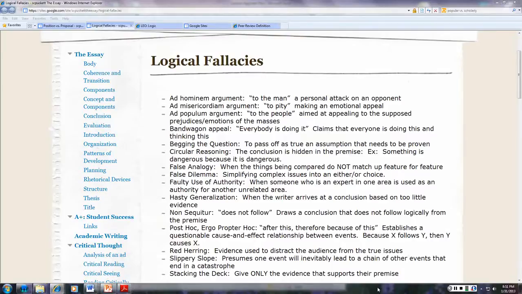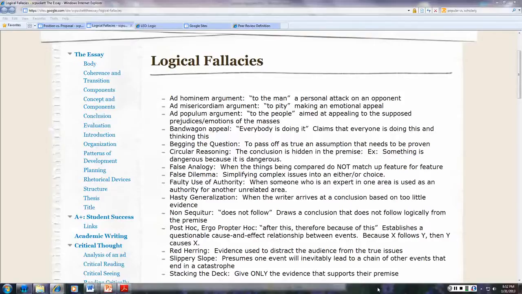Faulty use of authority is when someone who is an expert in one area is used as an authority in an unrelated area. The Dr. Pepper commercials, "Listen to me, I'm a doctor," are a play on this false use of authority. Hasty generalization is when we arrive at a conclusion based on too little evidence. Non sequitur, which is also a comic strip, draws a conclusion that does not follow logically. Post hoc ergo propter hoc means after this, therefore because of this. Just because something happens after something else doesn't mean that the first is the cause of the second.